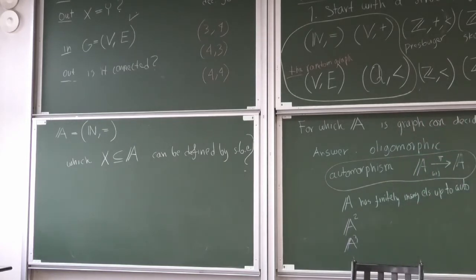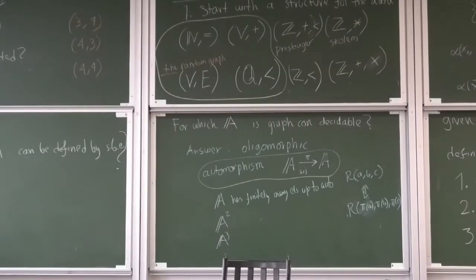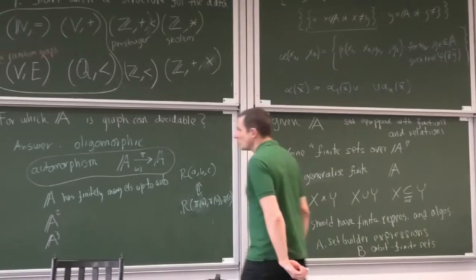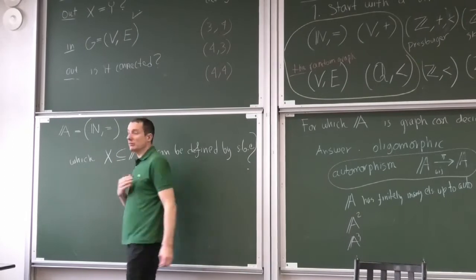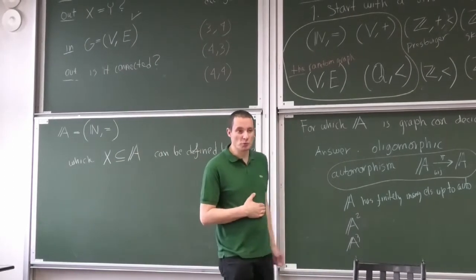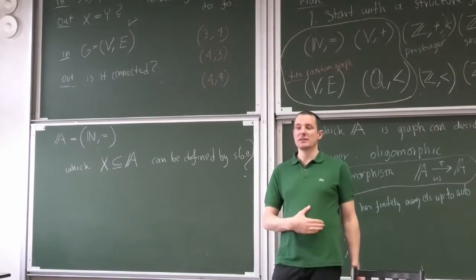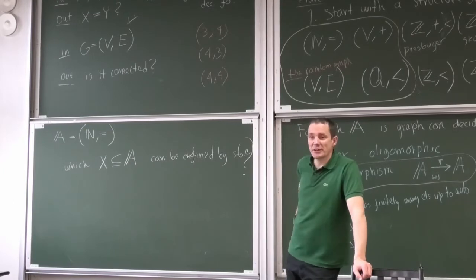So a set builder expression represents a set of sets of sets of sets. But sometimes it's just a set of atoms. So, yeah, here's my question to you. Assume that the atoms have equality only. Which subsets can you define using the set builder expression?